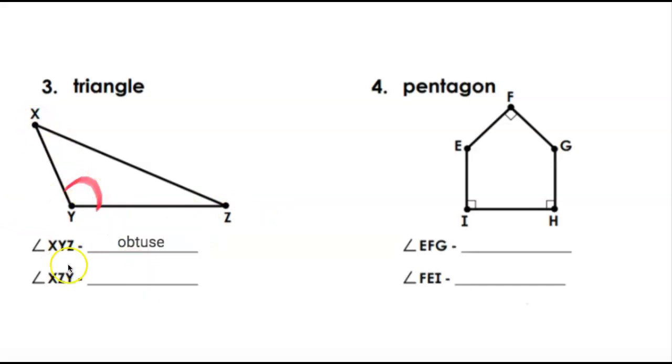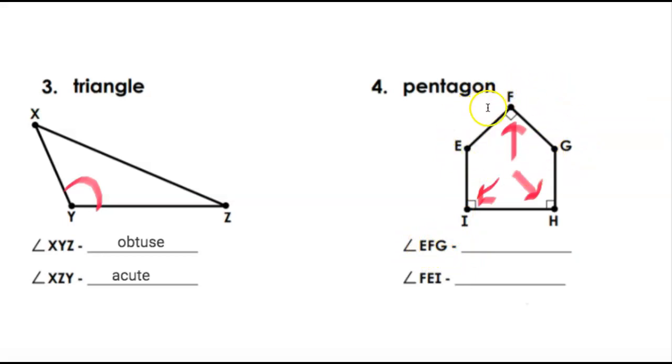Okay, and now we want to start at x. We want to go to z, and then to y. That one's going to be an acute angle. Okay, over here we have a pentagon. So remember our reminders here. The person who drew this shape is telling us that those are right angles. Okay, so that's going to help us out a little bit here. So we want to look for angle EFG. So I start with E, go to F, and then to G.